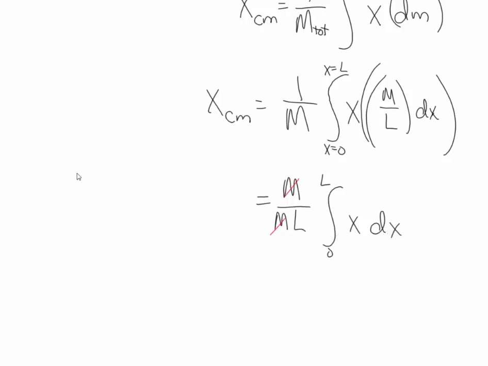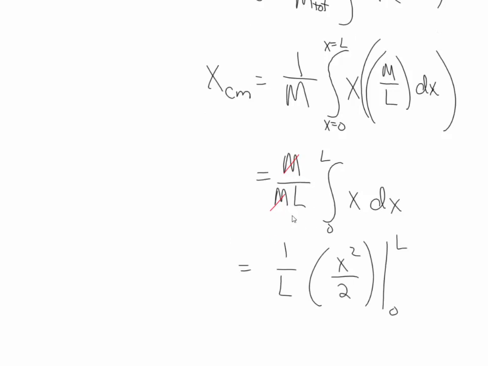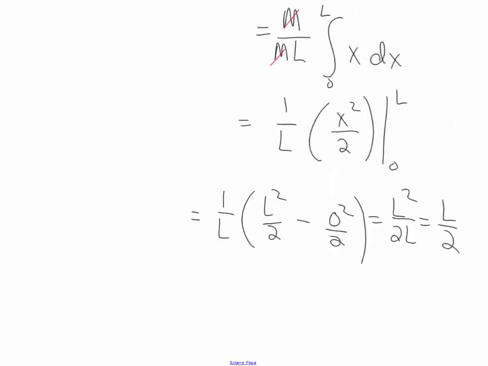And so those masses cancel. So out in front of the integral, we have 1 over L. The integral of x dx is x squared over 2. So we have 1 over L times x squared over 2 evaluated from 0 to L. And so evaluating that, we plug in our upper limit L. So we have L squared over 2 minus our lower limit 0 squared over 2. So we have 1 over L times L squared over 2. That's L squared over 2L. The L divides out, and we're left with L over 2, which again, that's what we said.